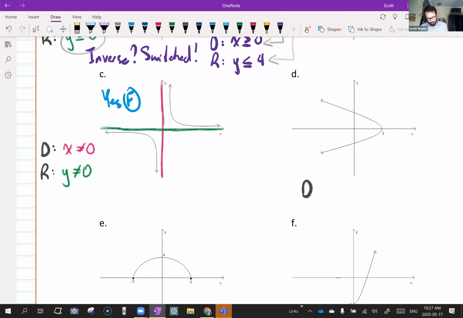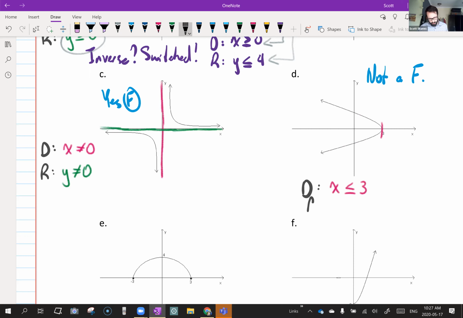This one is not a function. The domain can be, well, these are all x values that are okay. These are all possible x values. There are no x values above that point. There's nothing above 3. So we say x is everything below 3 or equal to 3.